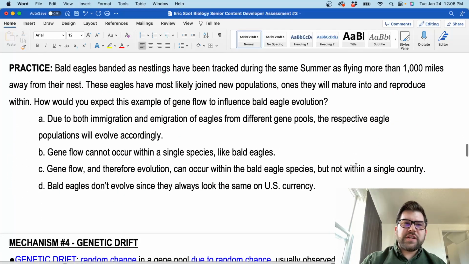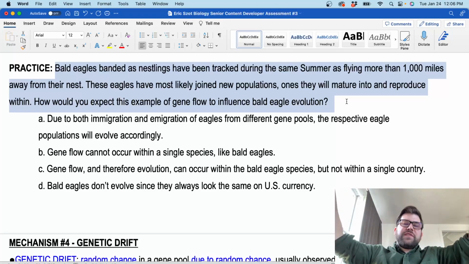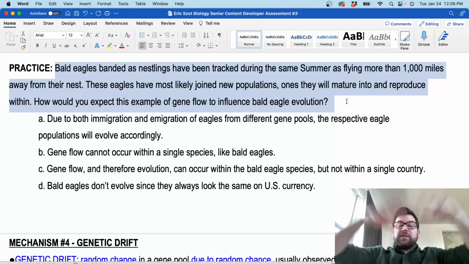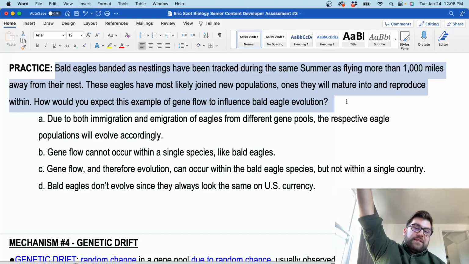Next one is on gene flow, or seems to be gene flow. So let's look at the question. Bald eagles flying around, right? A lot of times they're hatched in Florida. We track them. We put bands on their ankles, and then the nestlings fly out. They can move. We've tracked them more than 1,000 miles away from Florida, way up in Maine, almost going into Canada, in a single summer.